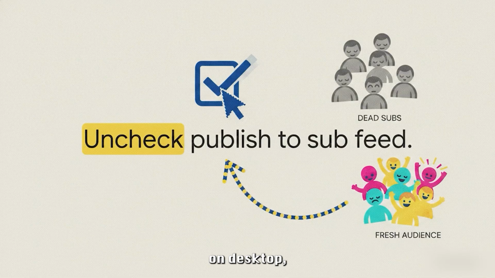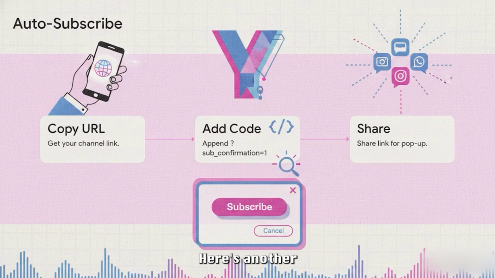When you upload on desktop, just uncheck the box that says Publish to Subscriptions feed. This forces the algorithm to bypass the ghost town entirely and pushes your video straight to a fresh, active audience in the browse features. Here's another amazing trick, especially for converting traffic from places like Instagram or WhatsApp.